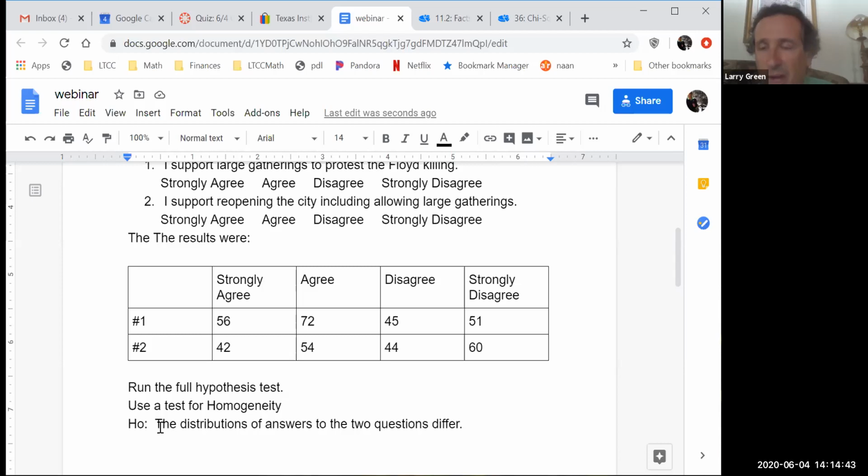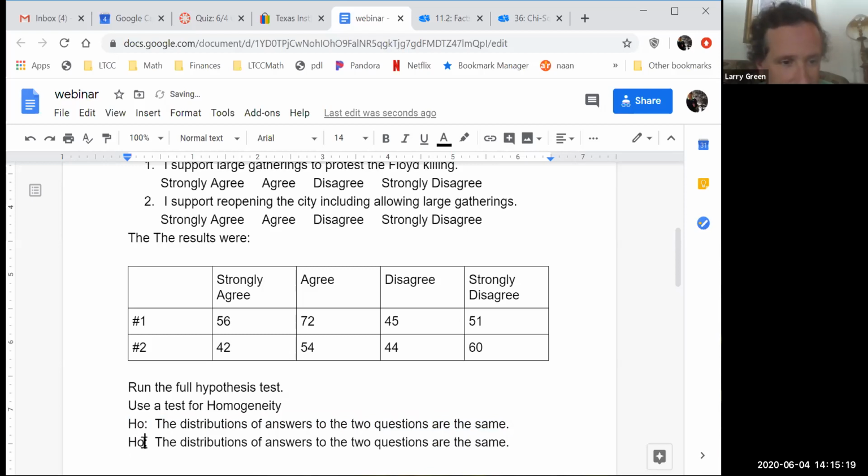Okay. So I want to remind you, we're in chapter 11. In chapter 11, the null and alternative hypotheses are always full sentences, words, no symbols. Whereas in 9 and 10, no words allowed. So don't forget. Sorry, distribution of answers, not differ, are the same. H1, I can copy and paste, change the naught to a 1. And now the distributions of answers to the questions differ for H1. So H naught is that the distributions are the same. H1 is the distributions are different.